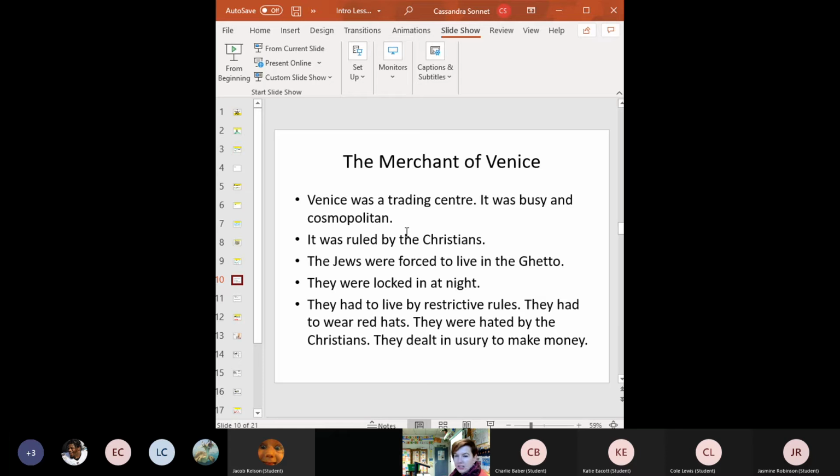It was ruled by the Christians. Now, this is really important, right? And we're going to look in more detail at this, obviously at a later date. But Venice was a trading centre. It was busy and cosmopolitan, and it was ruled by the Christians. So the Christians believe in God, Jesus, Christianity, and they ruled Venice. But there was a Jewish community in Venice. Okay.